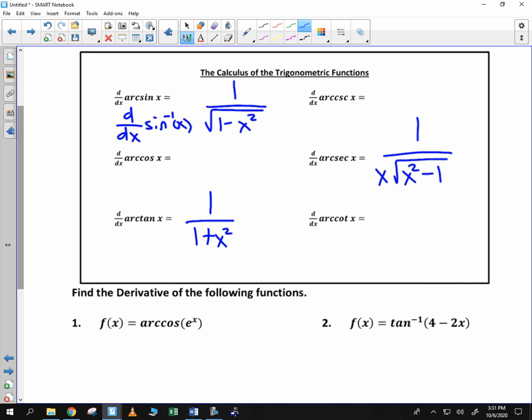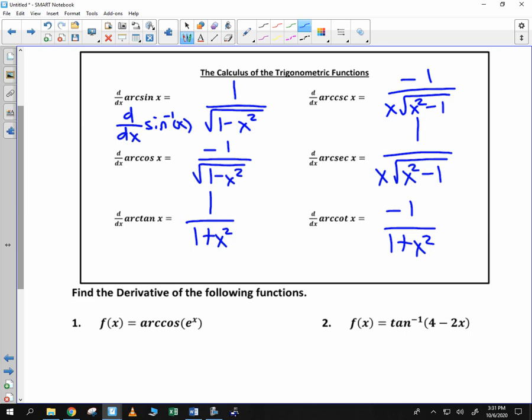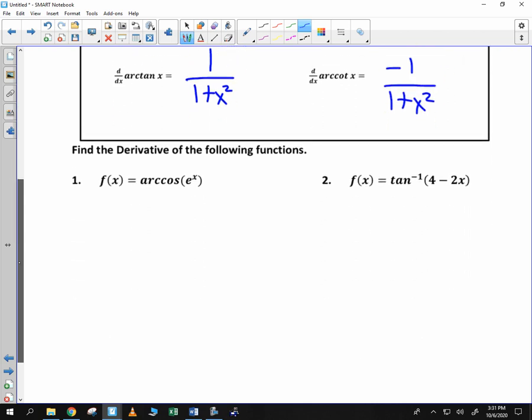So the derivatives of arc sine, arc tangent, and arc secant are all positive. The nice thing is, once you know those, you know the others. Arc cosine is the same as arc sine, it's just negative. Arc cotangent is the same as arc tangent, it's just negative. And arc cosecant is the same as arc secant, it's just negative. So there you have some of those derivatives.